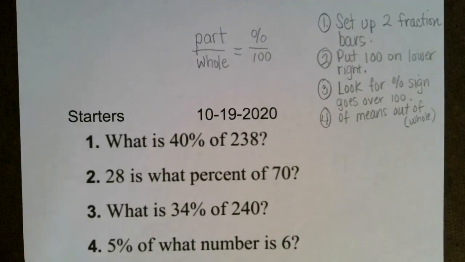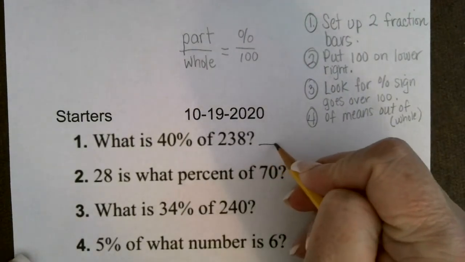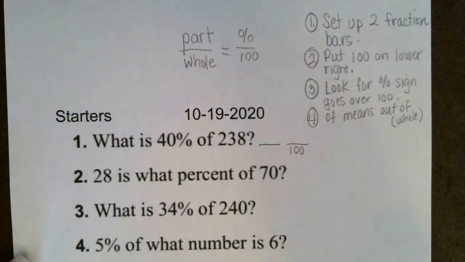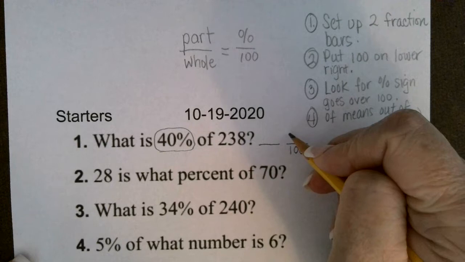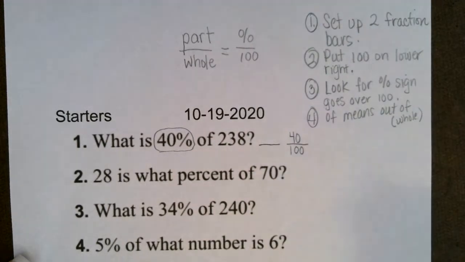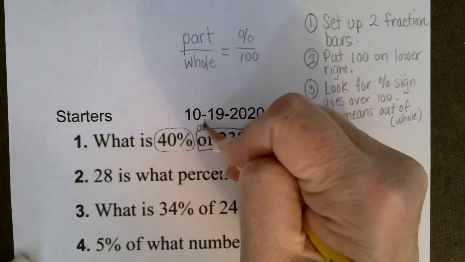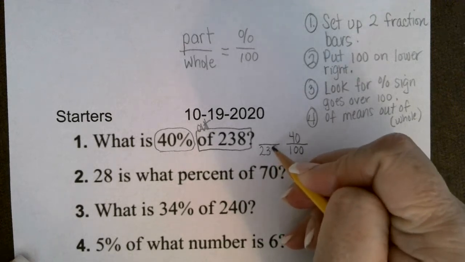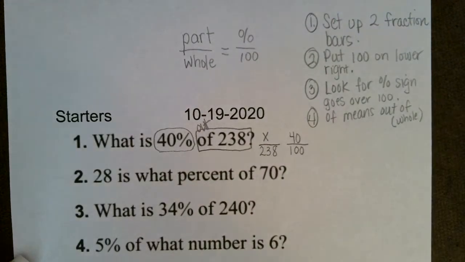All right, so when we start this one, we put the 100 down here, and then we're looking for a percent sign, and in this problem it's 40%. So that 40 goes over the 100 because that is 40%, 40 over 100. Look for the word "of," and that means "out of." So that tells us the whole thing is 238. And then we're trying to find the part. So that's where we're putting the X.